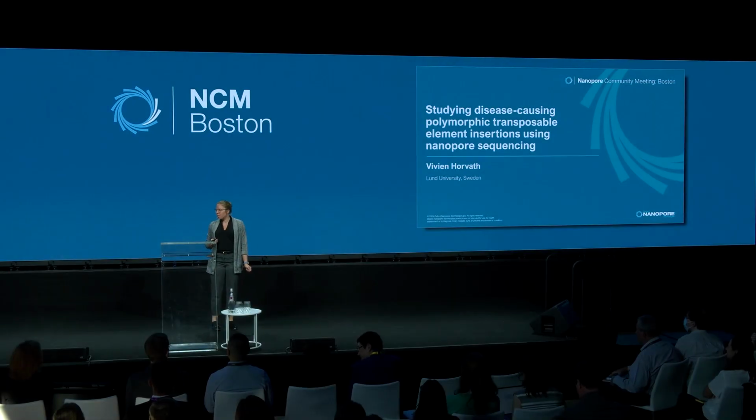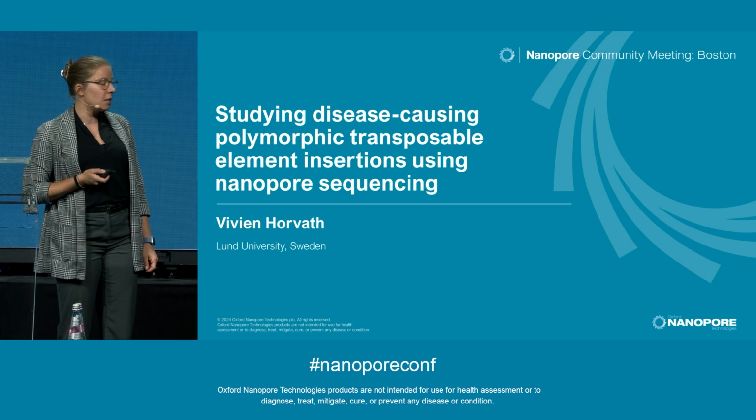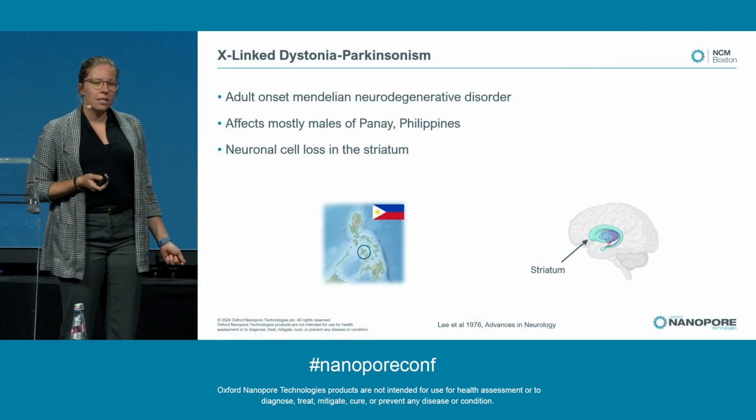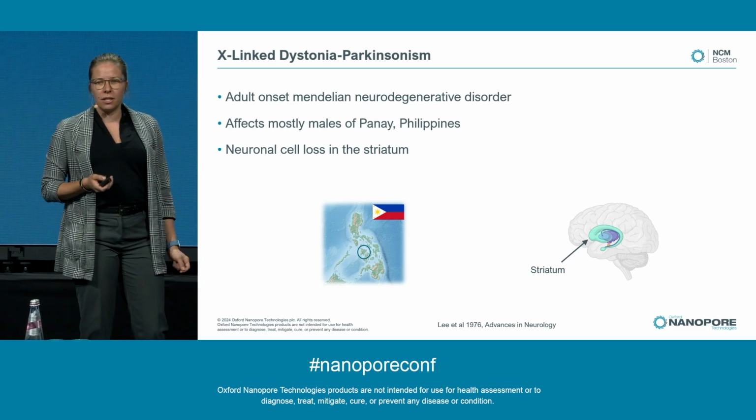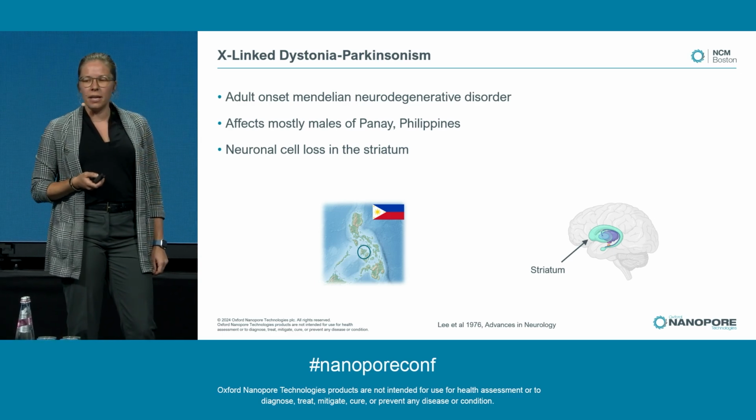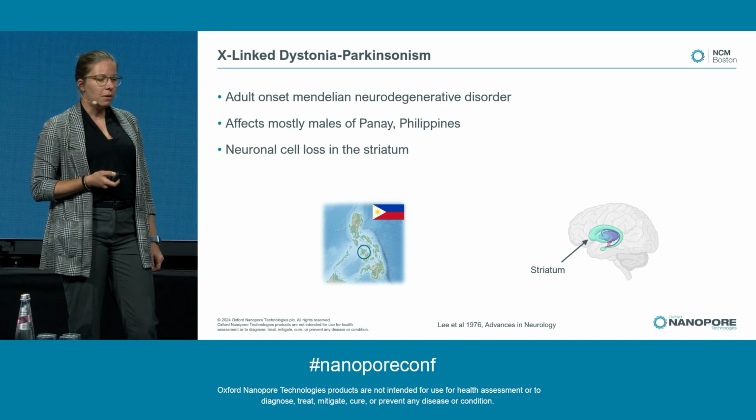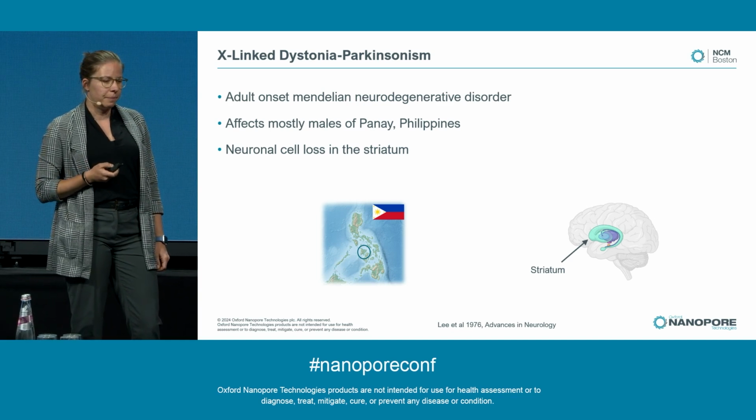In the next few minutes, I'm going to tell you how we use nanopore sequencing to study disease-causing insertions. We work with a disease called X-linked Dystonia-Parkinsonism. That is an adult-onset neurodegenerative disorder, and it affects mostly individuals of the island of Panay in the Philippines. It has been found that the disease causes neuronal cell loss in the striatum of the patients.